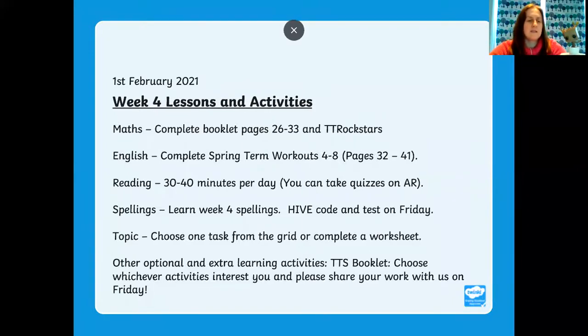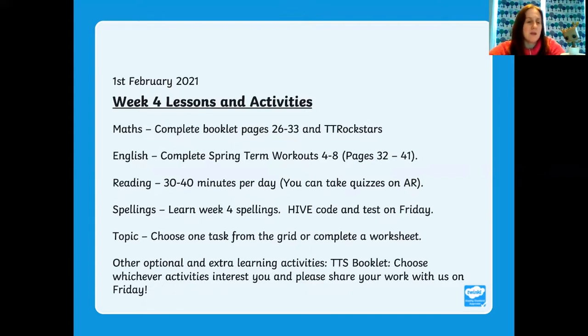Okay, here are the activities for this week. In your maths, we'd like you to do pages 26 to 33 in the booklet. If you do 2 pages a day, that would be great. That will leave you Friday to do something different, maybe have a go at some TT Rockstars, or maybe you could have a go at the Enrich problem or something on Oak Academy.